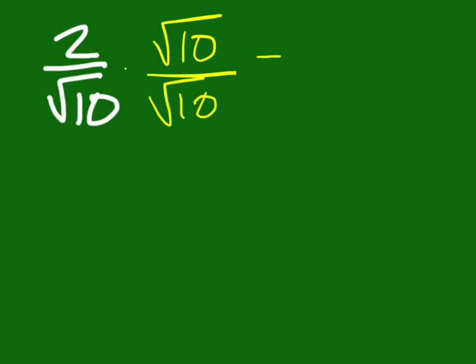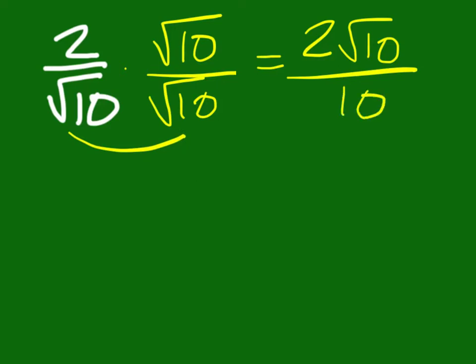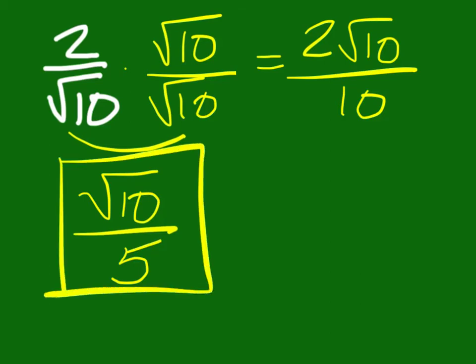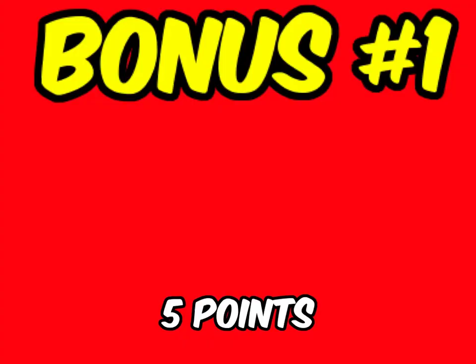On the practice problem, multiply the top and the bottom by the square root of 10 to come up with 2 square root of 10 over 10. 2 over 10 reduces to 1 over 5. You do not need to write the 1. So square root of 10 over 5. Here's a bonus problem.